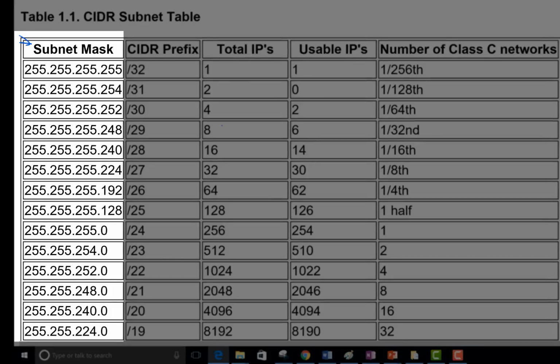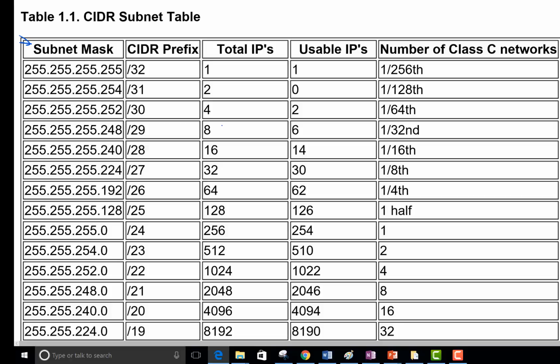Next, for our subnet mask, we're going to be subtracting total IPs. We start with 4 octets of 255. 255.255.255.255. Then we subtract 1, and we get 254 on the end for the last octet. Then we subtract 2, and we get 252. We subtract 4, and we get 248. We subtract 8, and we get 240. We subtract 16, we get 224. We subtract 32, we get 192. We subtract 64, we get 128. We subtract 128, we get 0.